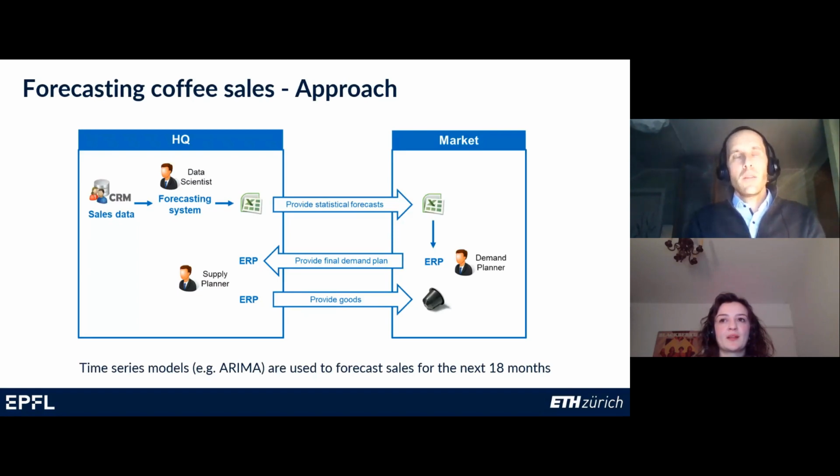And here you may ask yourself, why Excel? There are some technical reasons for tools not to be aligned from the HQ to the market. But also, one good thing about Excel is that the tool can sometimes be a showstopper for such a project. If people say, no, I don't know how to use that tool, the good thing with Excel is that no demand planner around the world could say, I don't know how to use Excel.